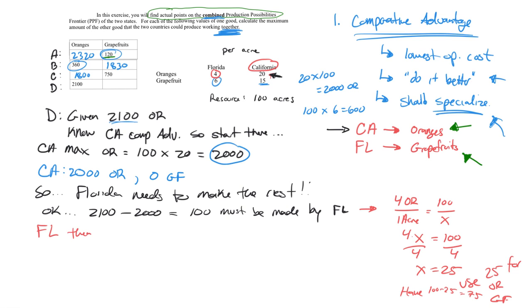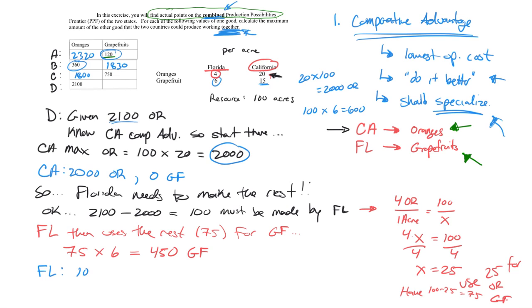Florida then uses the rest, which we just said was 75 for grapefruits. 75 times, again, grapefruits for Florida, we look back up here, was 6, 75 times 6 is equal to 450. That's how many grapefruits will be used by Florida. So what does Florida do? Because again, it's combined together. Boy, I've said that a lot, but it's important. I've seen students mess up with that.